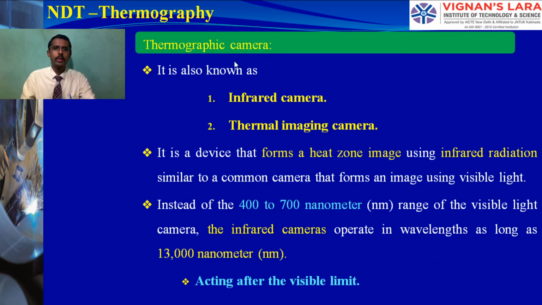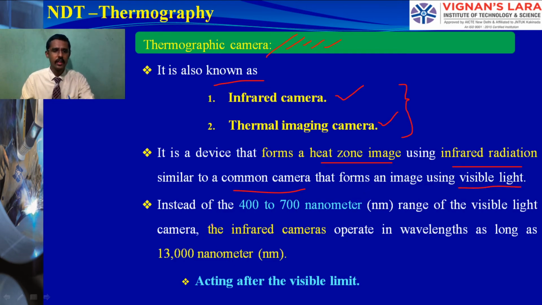We are entering into thermographic cameras, so the types we have to see. This is our study now. It is also known as an infrared camera, or otherwise an infrared thermal imaging camera. Some different names we are using. It's a device that forms a heat zone image, in red, blue, green or multicolored images, using infrared radiation, similar to a common camera that forms an image using visible light.